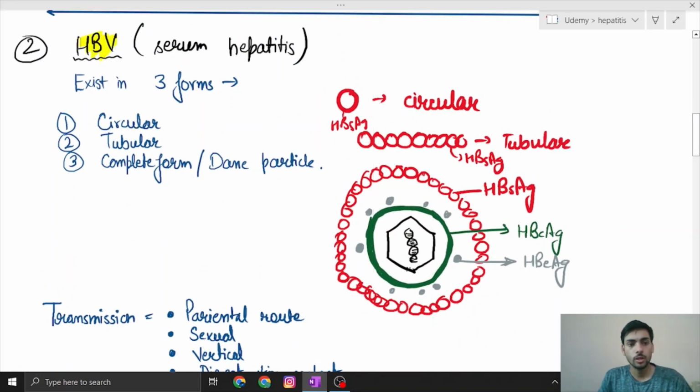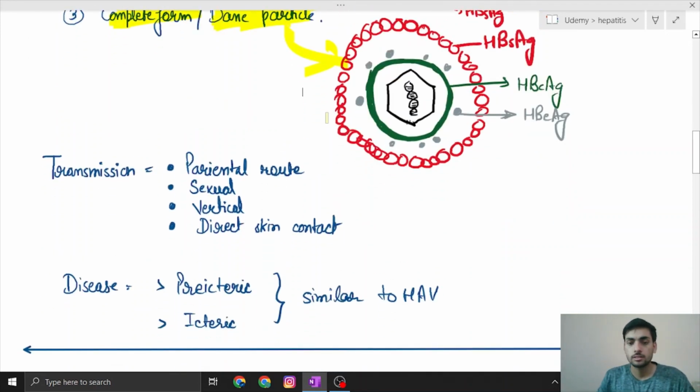Then we will talk about hepatitis B virus, which was also earlier called serum virus because people thought that when we transfuse blood or transfer serum from one person to another, this virus can transfer from infected to healthy individual. This virus exists in three forms. First is the circular form, second is the tubular form, and third is the complete form, which we also call the Dane particle. First of all, let us study this Dane particle.